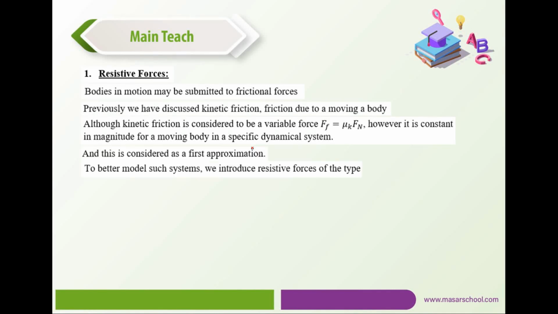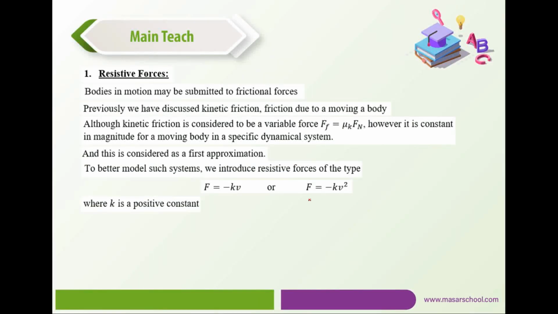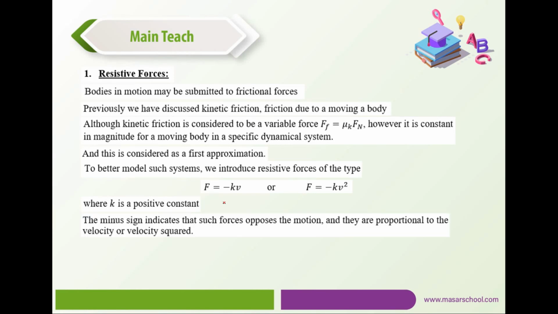To better model such a system, we introduce resistive forces of the type F is given by minus kV and F is given by minus kV square, where k is a positive constant. Here we notice that the force is directly proportional to the velocity, and as the body is moving, the velocity changes, which makes the frictional forces non-constant, so they are variable forces. The minus sign indicates that such forces oppose the motion. And we say in magnitude that F is given by kV or F is given by kV square.